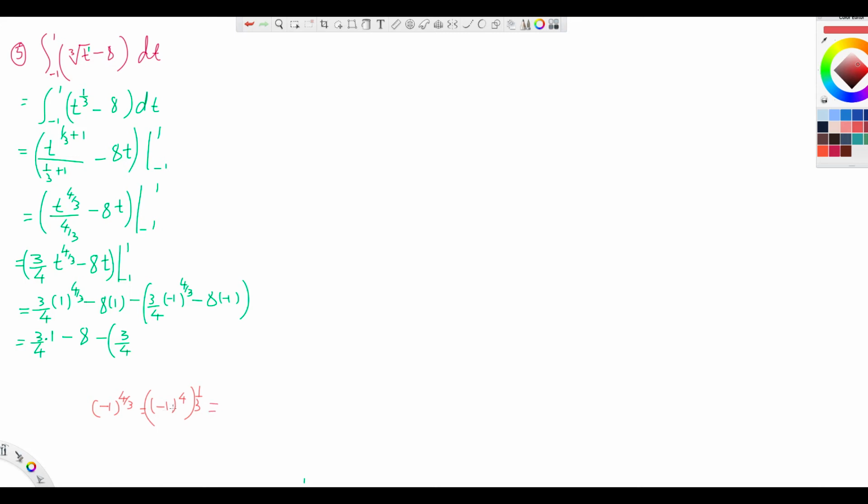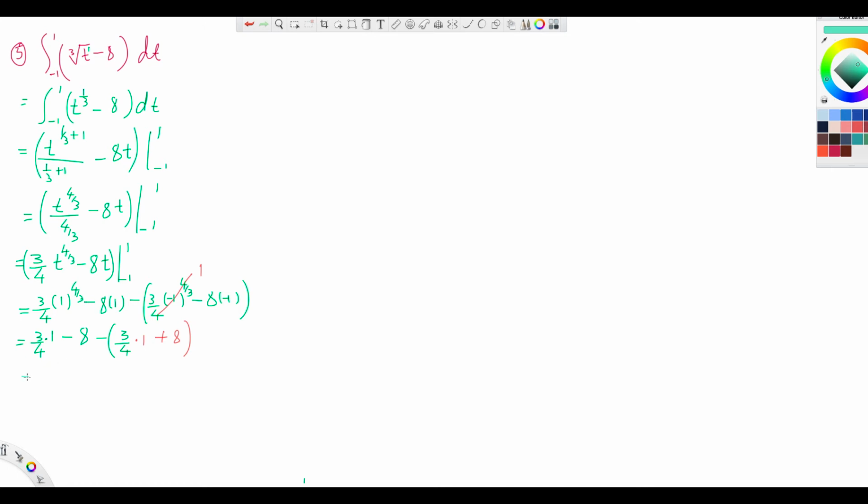So negative 1 to the 4th is positive 1, to the 1/3, right? Any finite exponent of 1 is 1. So this will become basically 1. You see that? All right, so let me write that. Okay, so this will be times 1, and then minus 8 times negative 1 will be plus 8. You see that? Okay.